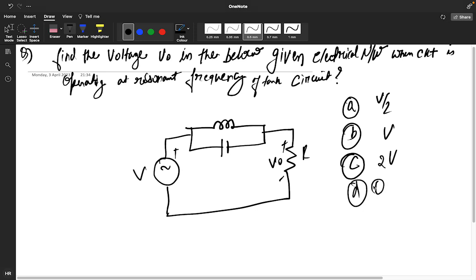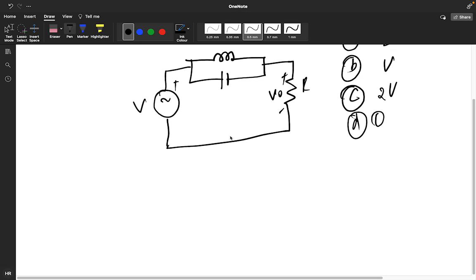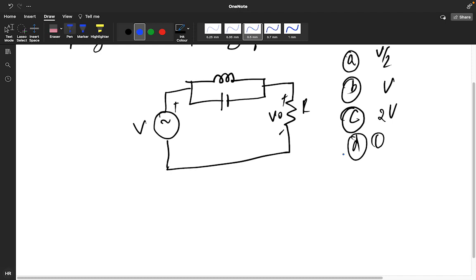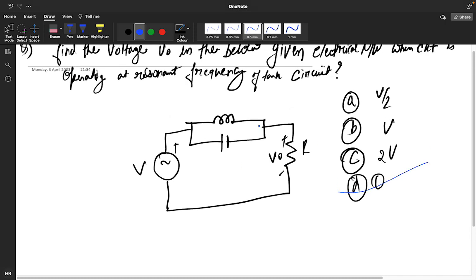So guys, if it will operate at the frequency of the tank circuit, that means these imaginary terms will get open, right? Yeah, open circuit. So the voltage will be 0. It's nothing. You got the answer. So it's very easy. Okay, solution is very simple.